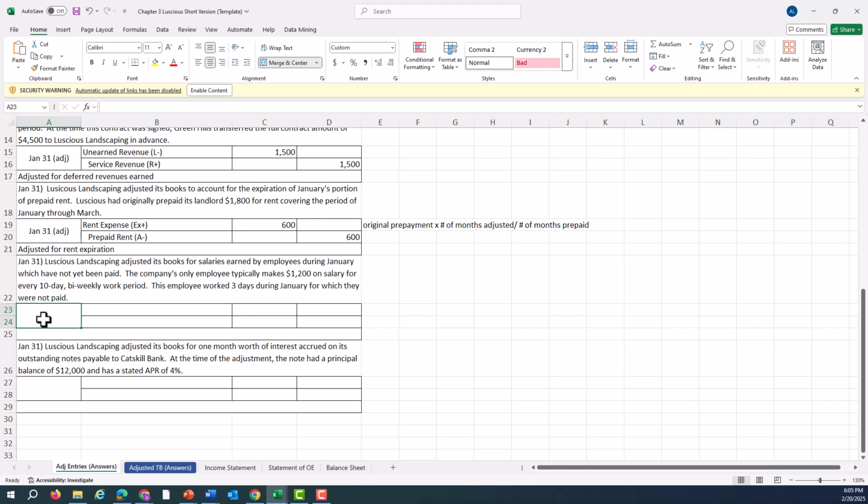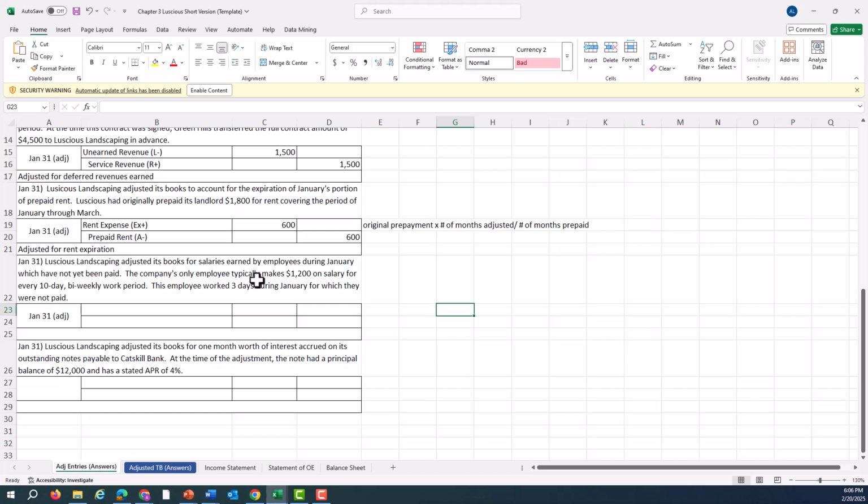Next up, on January 31st, we need to adjust our books to make sure that all of the salaries that our employees earned during the period are on the books in the same period that they earned them, even if we've not paid them yet. So for Luscious Landscaping over here, we have salaries that were earned by our employees during January. We've not yet paid them. So January must end in the middle of the pay period. They work days in January that they've earned the money for, but they're not going to get paid for those until sometime in the beginning of February.